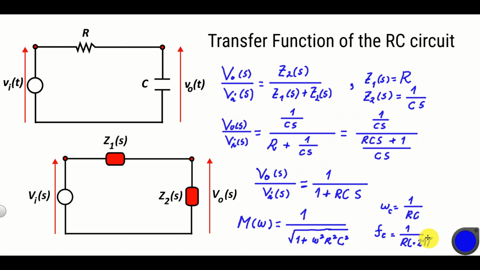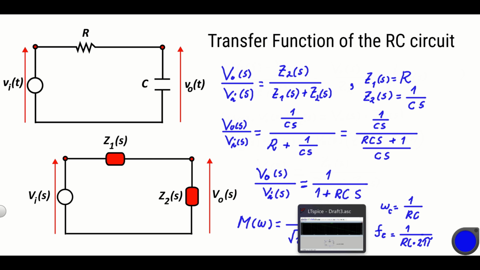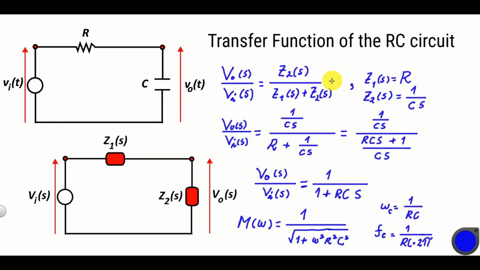The cutoff frequency is very important, since after this cutoff frequency, that is for frequencies larger than the cutoff frequency, this filter will have the gain of -2 dBs per decade. And this will be explained in the future video tutorials.